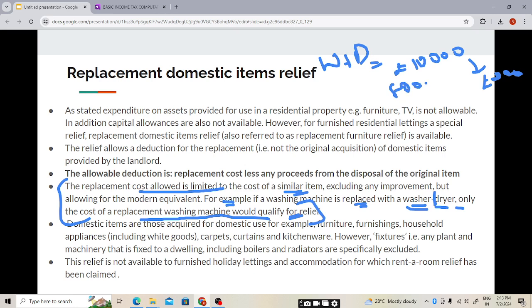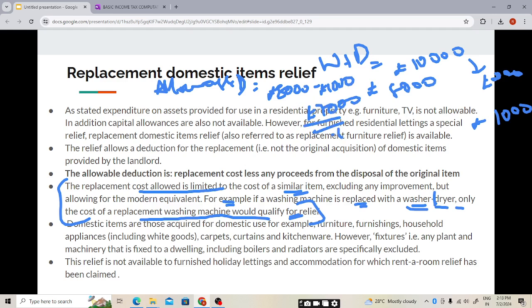Only 8,000 will be available. And the previous machine I sold for 1,000 pounds. So the allowable deduction will be 8,000 pounds minus 1,000. So 7,000 is the amount that can be deducted.